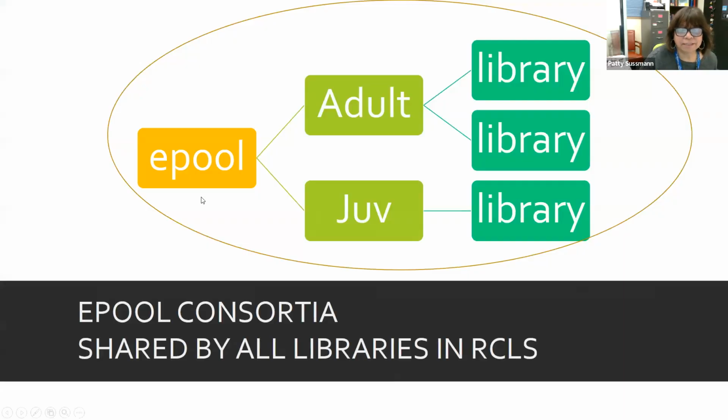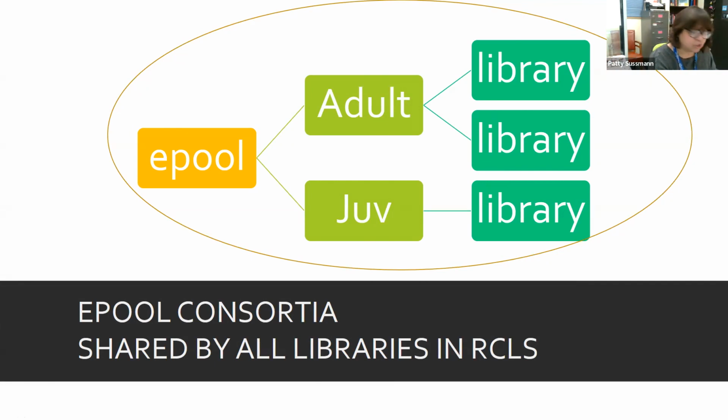So this gives you an idea. So the e-pool, we order adult, juvenile material, youth services material. I'm sorry for the terminology that's used. And then it gets shared. It gets shared by everyone.